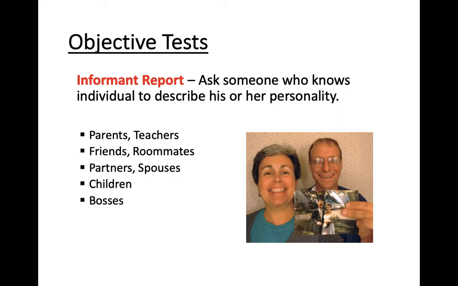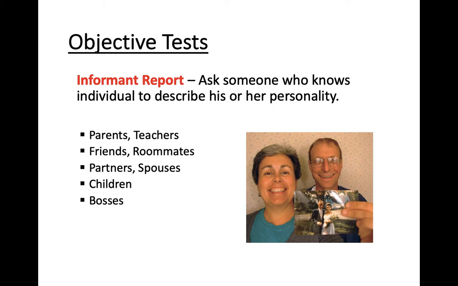Okay, so the second type of objective testing doesn't use self-reports, but rather uses ratings from informants. An informant report asks someone who knows the individual to describe the personality of that person.